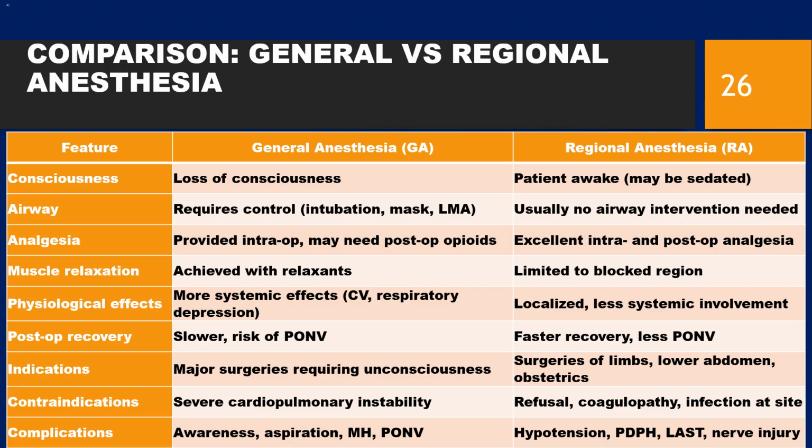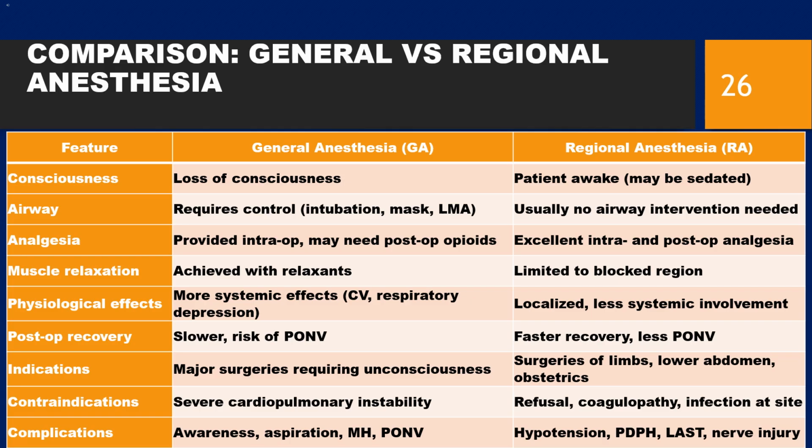Physiological effects. 1. General anesthesia (GA) can have more systemic effects, including cardiovascular and respiratory depression, due to the anesthetic agents. 2. Regional anesthesia (RA) has more localized effects, resulting in less systemic involvement and potentially fewer complications. Postoperative recovery. 1. General anesthesia (GA) recovery can be slower, with a higher risk of postoperative nausea and vomiting (PONV). 2. Regional anesthesia (RA) typically allows for faster recovery and a lower incidence of PONV.